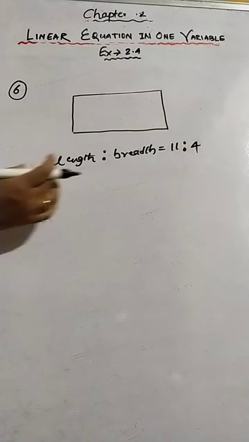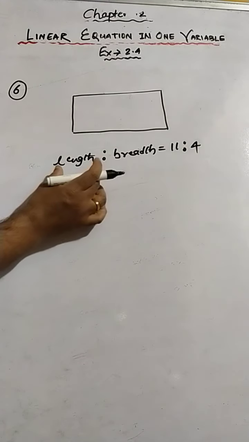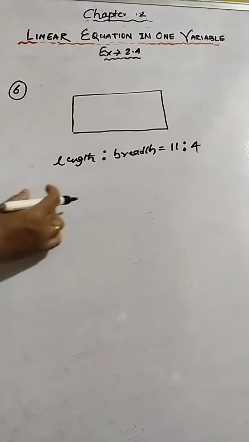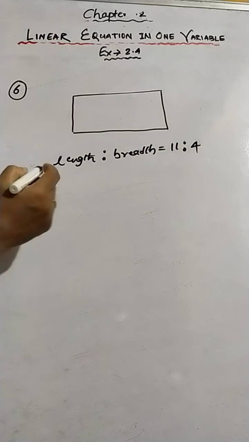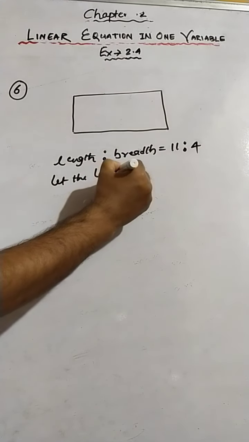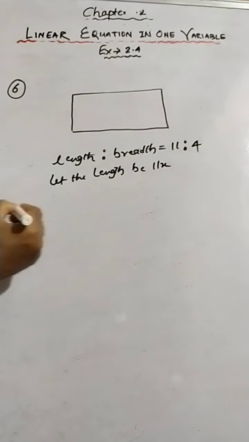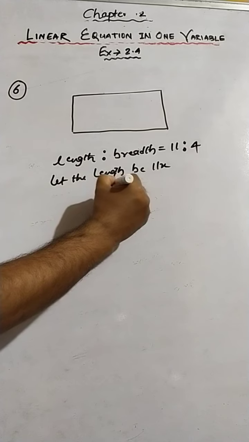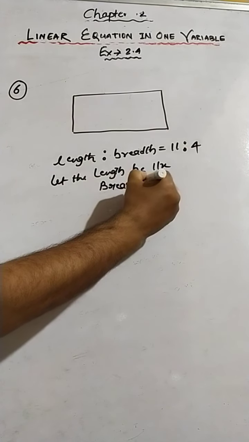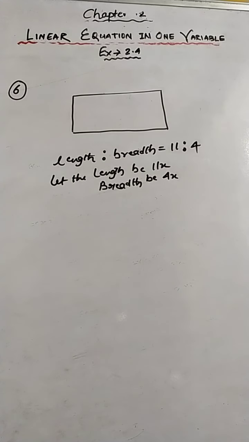Now because the dimensions, meaning length and breadth together, are called dimensions, and as the dimensions are given in the ratio form, we have to let this dimension first. So let the length be 11x and breadth be 4x. Okay, so this is the first thing we have done.